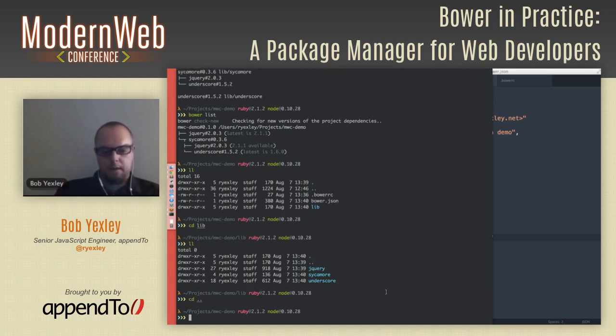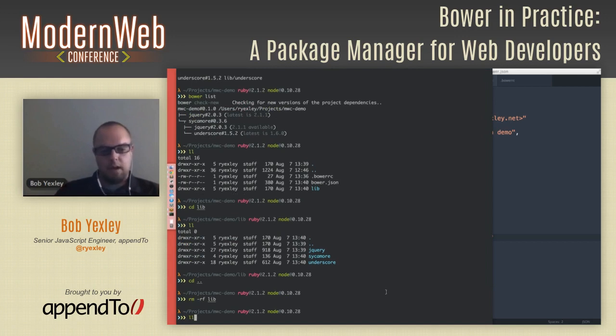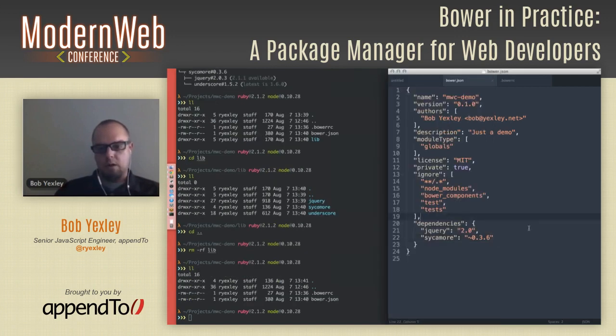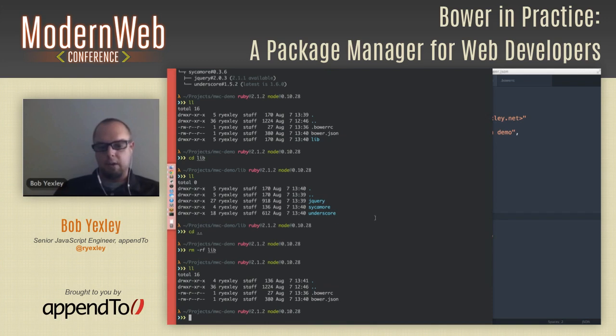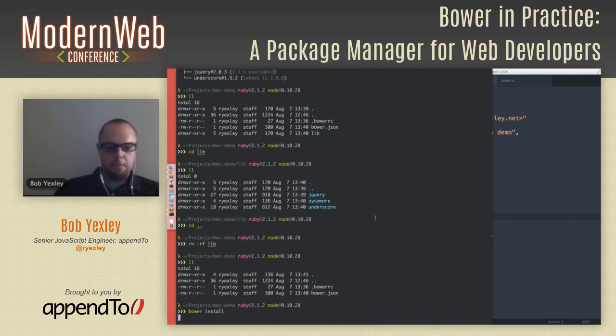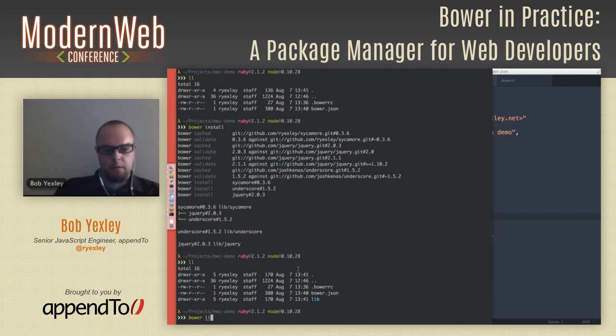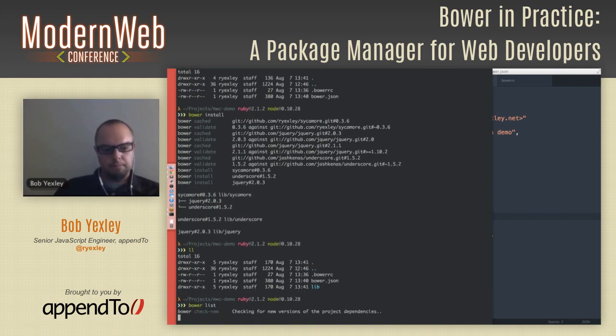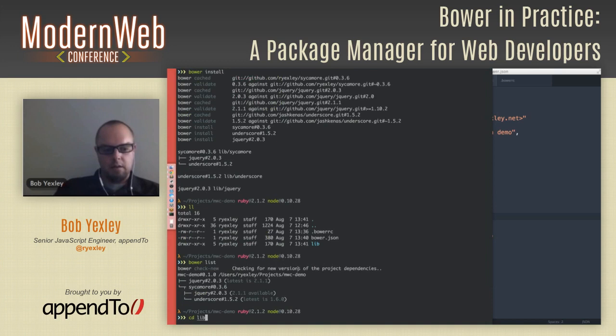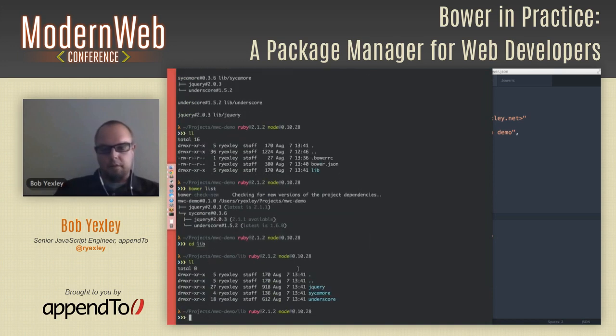If I remove that, now we're in a situation that looks just like it would to a new developer that pulled this down. They don't have anything installed. If they run Bower install, it pulls everything down, we're good to go. Let's run Bower list. Everything's there, and everything's there. Okay.